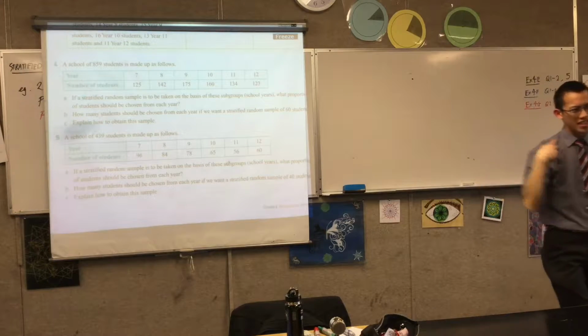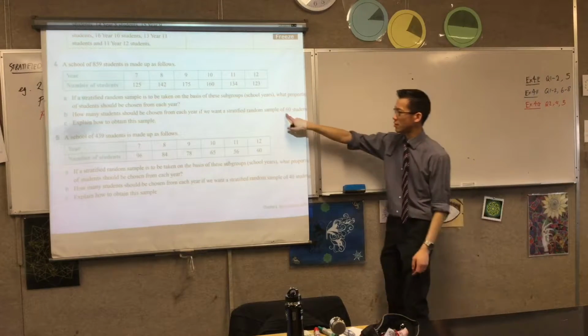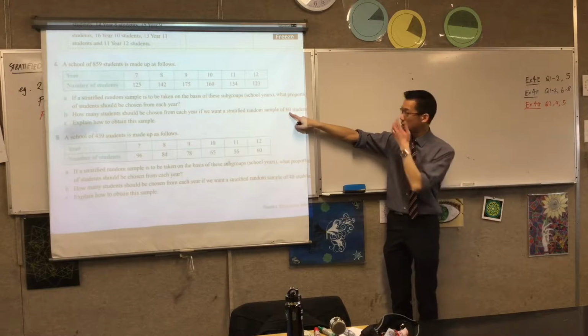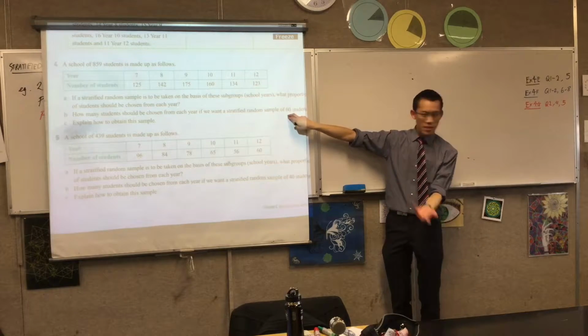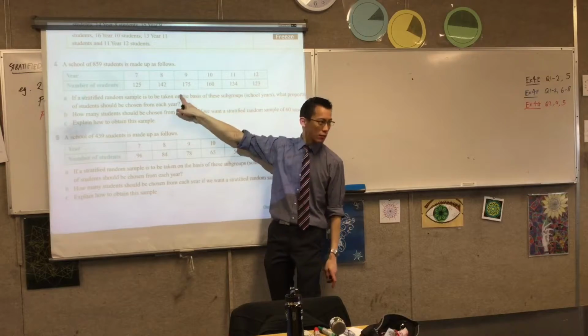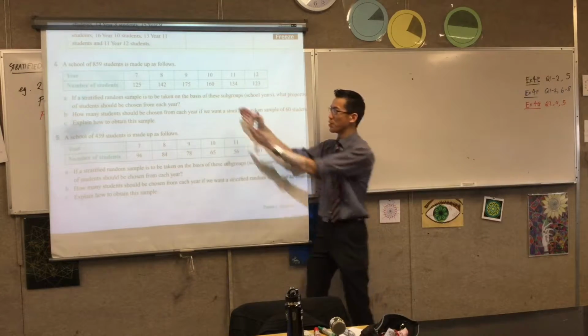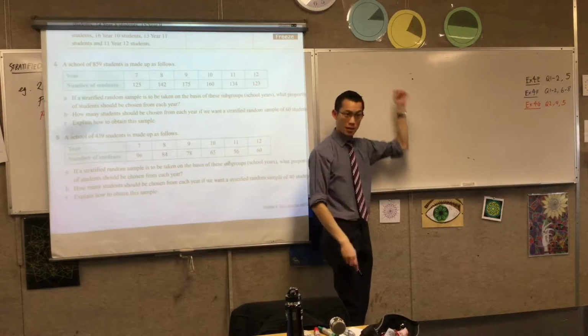So therefore, if I were to get a sample out of here, and you can see in question B, I want a sample of 60 kids. In this group of 60, I want year 9 to be the biggest group. Does that make sense? So that the representation here is going to be the same in my sample.